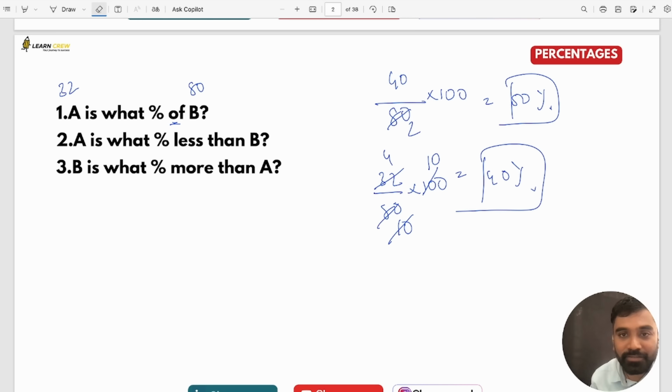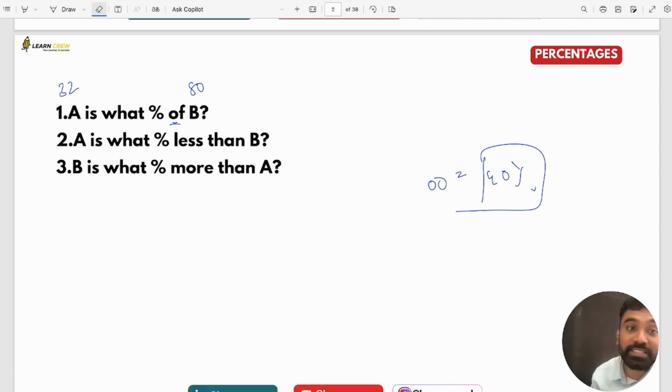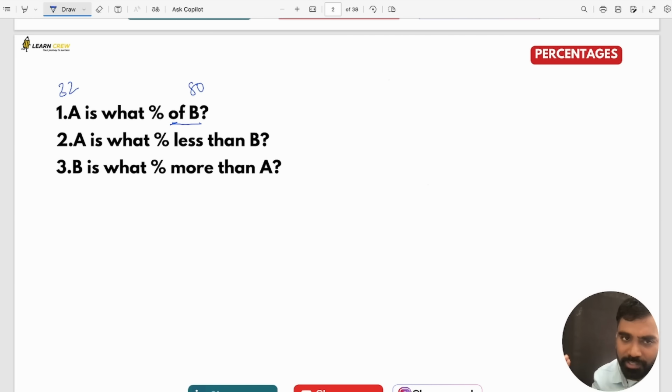Okay sir, great. So what are you trying to tell, sir? Now whenever they give a statement, A is what percent of B, whatever is there after of, that will be the denominator. After of will be the denominator. So done. Next important statement is A is what percentage lesser than B.